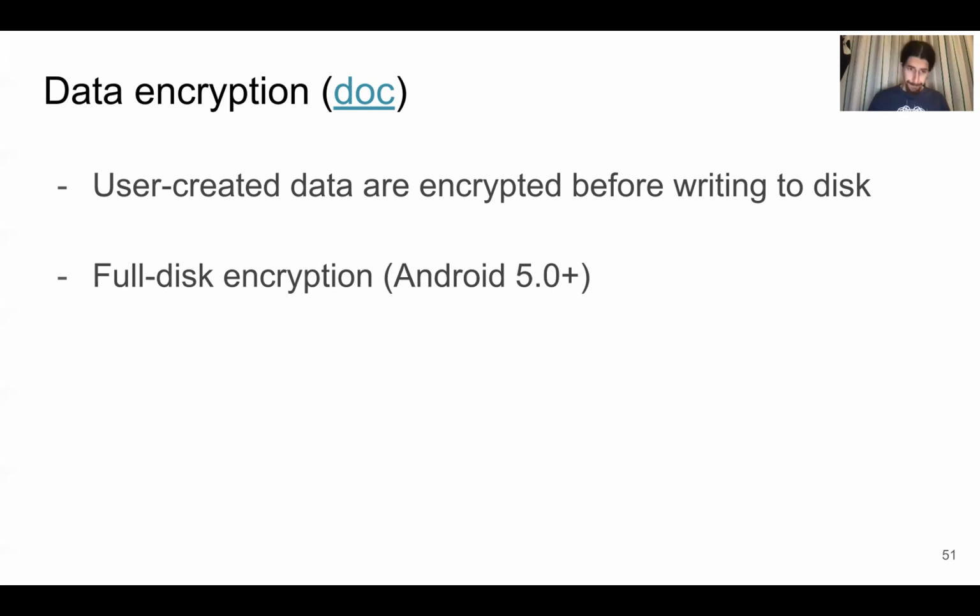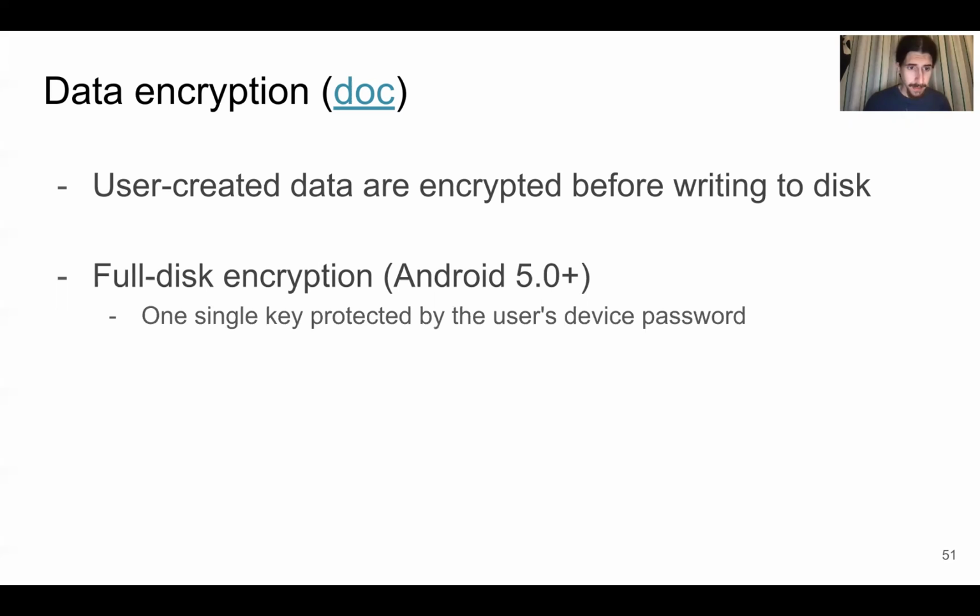In Android 5, we start to have full disk encryption by default. In the past, this encryption was only affecting some files, but in Android 5 we have full disk encryption, which means that the entire hard drive is encrypted. And the idea is that there is a single key that protects the full disk encryption, and this single key is protected by the user device password. Okay. What does it mean?